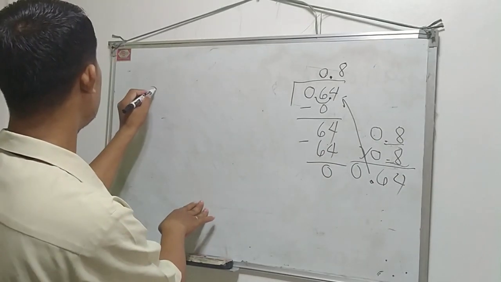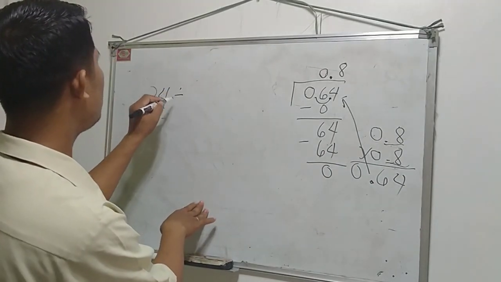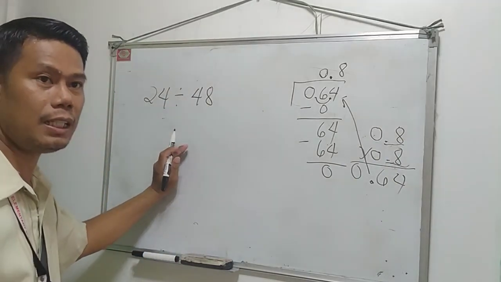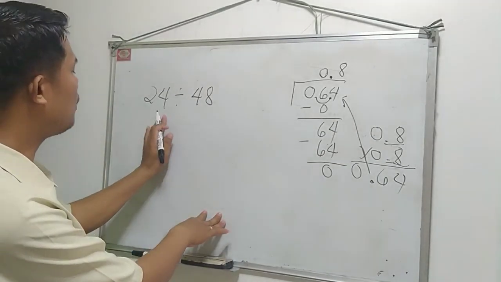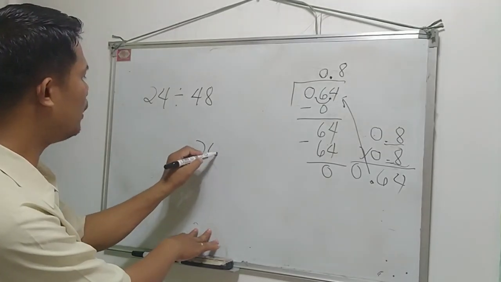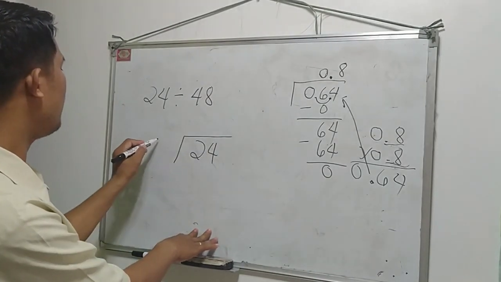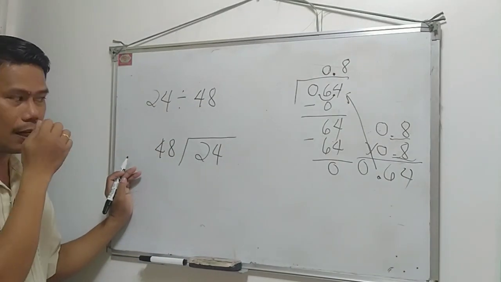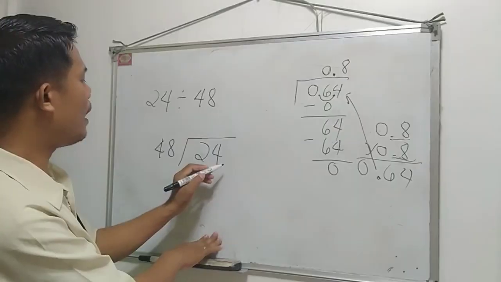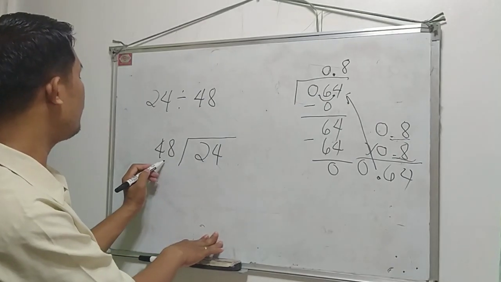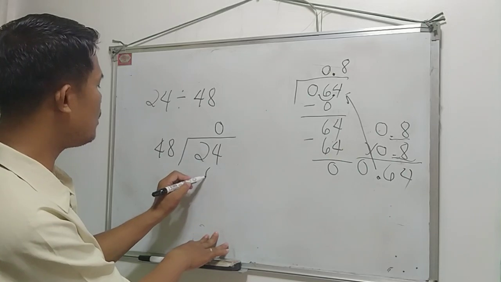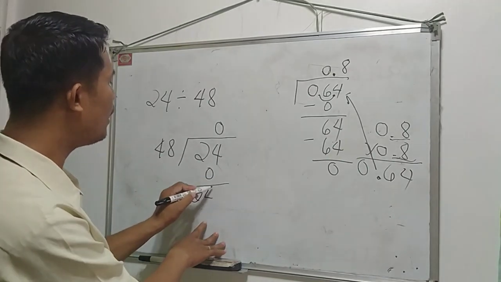So, we have here 24 divided by 48. So, sino yung nasa loob dito? Si 24. So, 24 divided by 48. Take note ha, baka mamaya mali-mali ang nailagay sa loob. So, we have 24 divided by 48 is 0. So, we have 0. Then, we have 24.